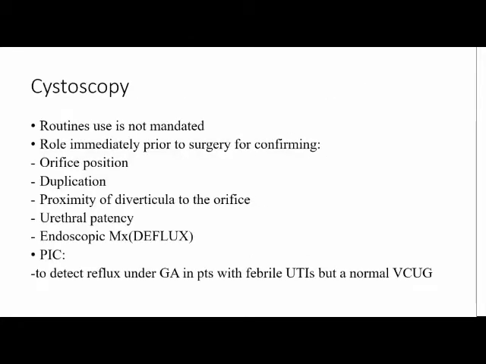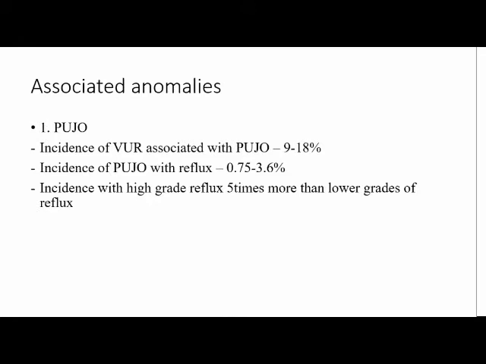Coming to cystoscopy, routinely it is not mandatory. We can do it prior to surgery to confirm the orifice position, duplication, proximity of the diverticula to the orifice, urethral patency, and endoscopic management. Coming to the associated anomalies, we have PUJO. Incidence of VUR associated with PUJO is 9 to 18%, and incidence of PUJO with reflux is 0.75 to 3.6%.